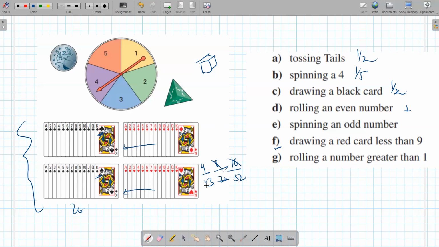Okay, let's say they're talking about a dice here, because I think one of the faces is missing for this guy. Rolling a number greater than 1 on a standard dice. 5 out of 6. Yeah, that is right.